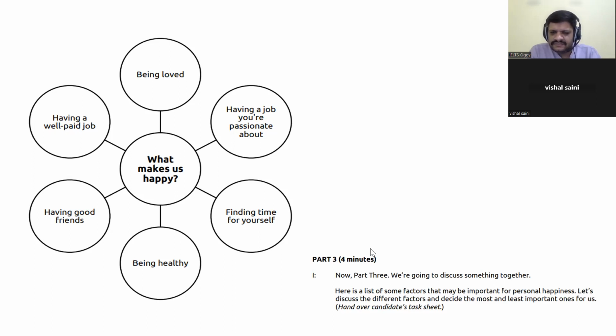Actually, there are mainly 6 topics, and they ask which are most important for you and which are least important. The task is that you have to discuss the factors they give you: being loved, having a job you're passionate about, and so on. Yes, you have to discuss all of them. You don't have to give your own happiness parameters like the ones you were speaking about.